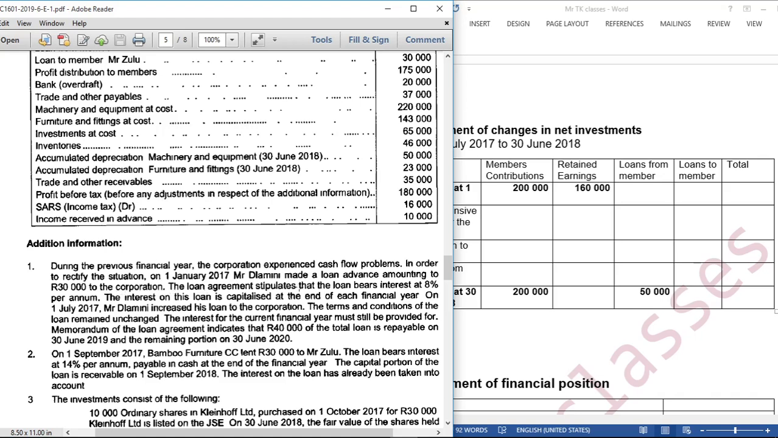The loan agreement stipulates that the loan bears interest at 8% per annum. The interest on this loan is capitalized at the end of each financial year. What does this mean? It means that whenever you calculate loan interest, you have to add it back to the loan. It increases our loan amount because Mr. Dlamini will be saying, all right, the loan is being capitalized, so you don't have to pay the interest on the loan. You just have to keep it, and it's supposed to increase the loan amount, right?